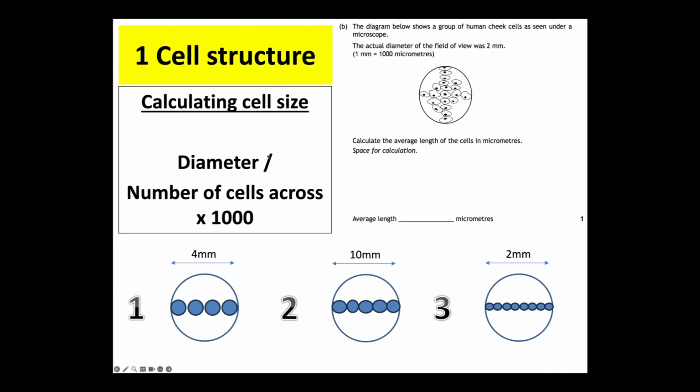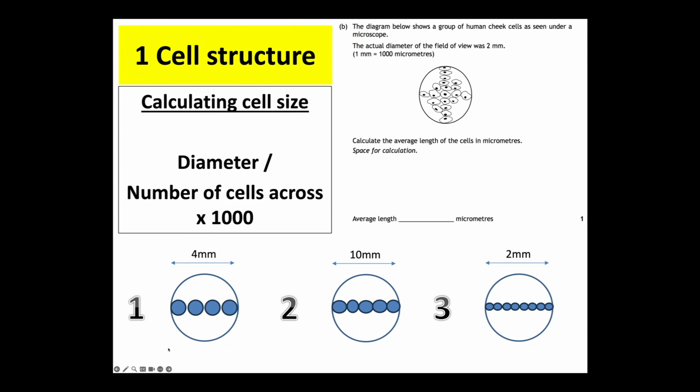Okay, and I've put 3 examples here for you to try out. So using what we've just discussed, can you have a go at examples 1, 2, and 3? Remember it's the diameter divided by the number of cells across, and then we times it by 1,000 to convert it from millimeters to a micrometers answer. So pause the video now and have a go at these 3 examples.